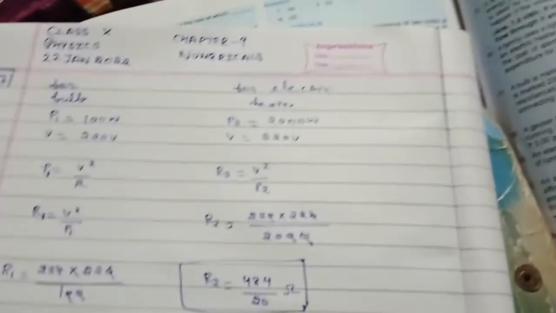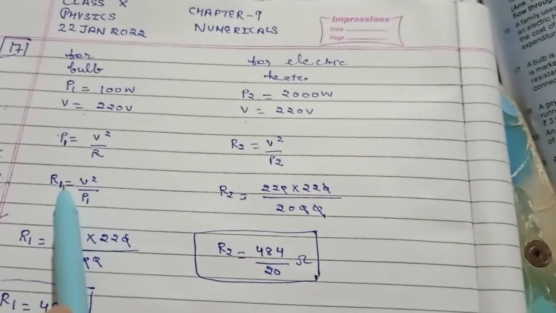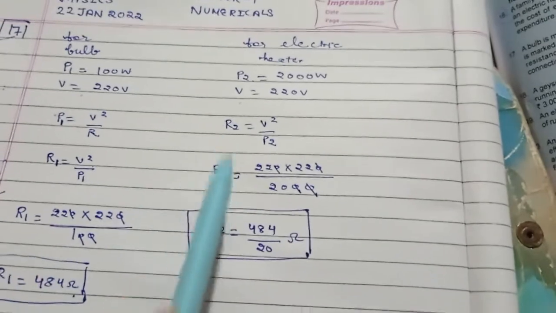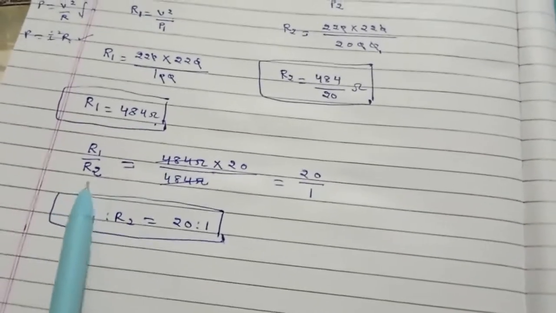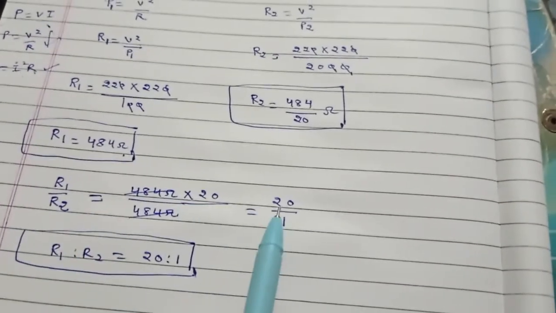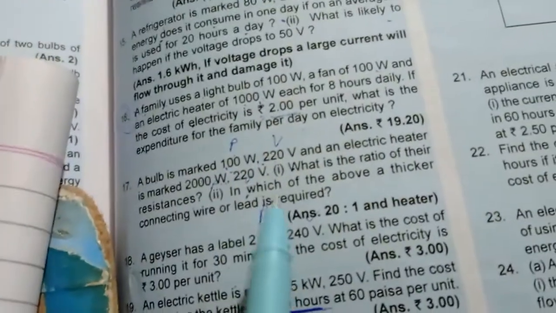It's very easy. Power and voltage is given. By applying this formula you can calculate the resistance. Firstly you will calculate the resistance for bulb, then for heater, then in order to calculate ratio you will divide R1 by R2. After calculation you will get 20 ratio 1. Clear? Now the second part is theoretical.